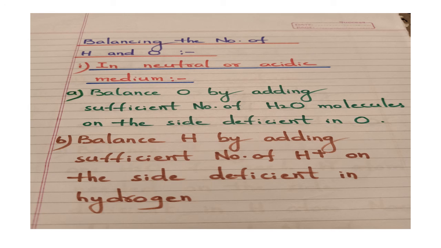If the redox reaction is taking place in the neutral or acidic medium, that time balance O by adding sufficient number of water molecules on the side deficient in O. Afterwards, balance H by adding sufficient number of H plus on the side deficient in hydrogen. This is for balancing H and O if the reaction is in the neutral or acidic medium.